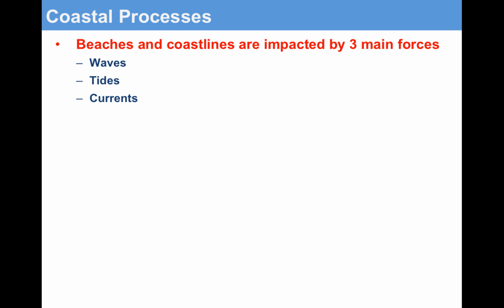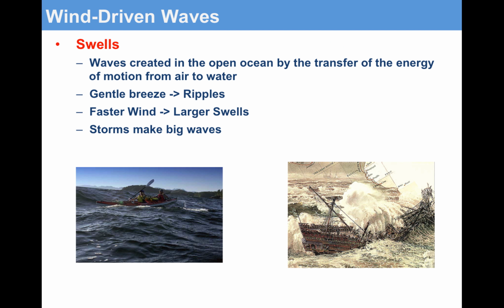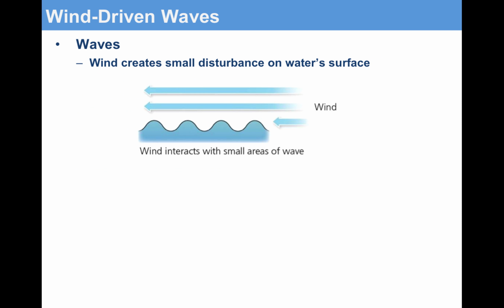Major things that impact beaches and coastlines are waves, tides, and currents. We have a couple pieces of vocabulary here. I'm not too terribly worried that you know the difference between swells and ripples and things like that, but we'll just use them a little bit. Swells are just created in the open ocean from wind. We call them ripples, swells, and waves. Those are all swells, but they're just different sizes. I'm not terribly concerned you remember the difference between them.